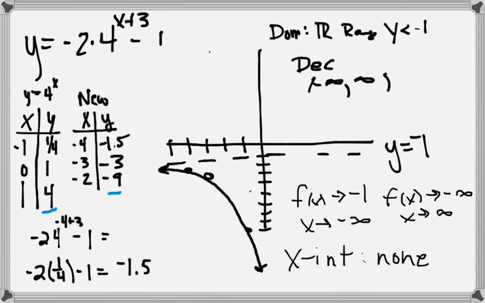What about the y-intercept? Plug in 0 for x. So you have y equals -2 times 4 raised to the third power minus 1. Is that 64? Which is -129. So what's the coordinate? Good. 0, -129. Really far down there.